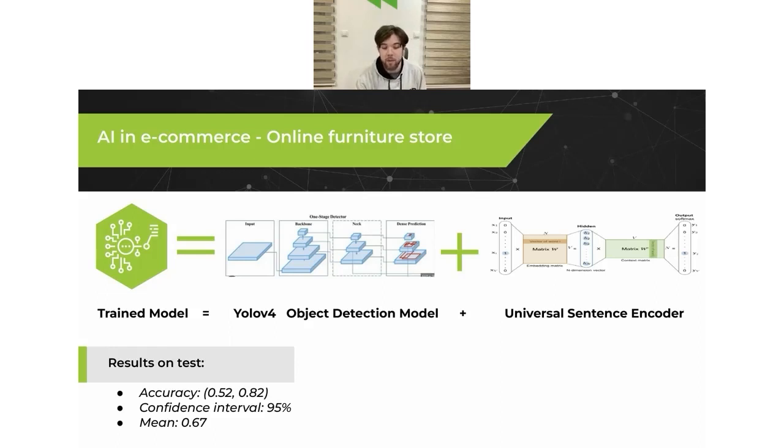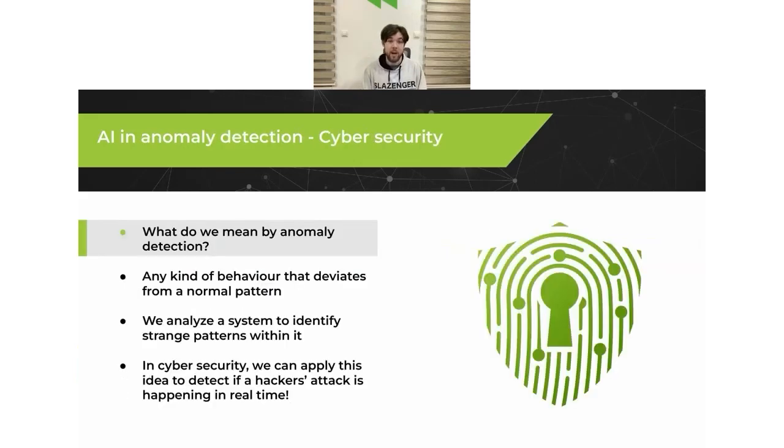And with this, I would like to conclude the e-commerce case. And now I would like to show you something a little bit different. And that something would be anomaly detection. More specifically, anomaly detection in cybersecurity.